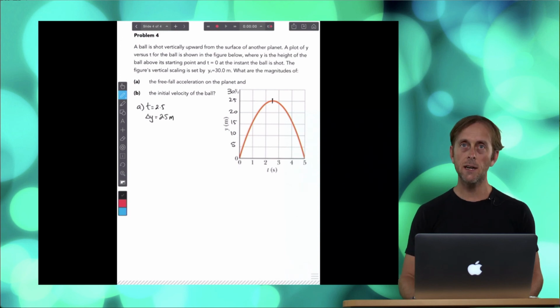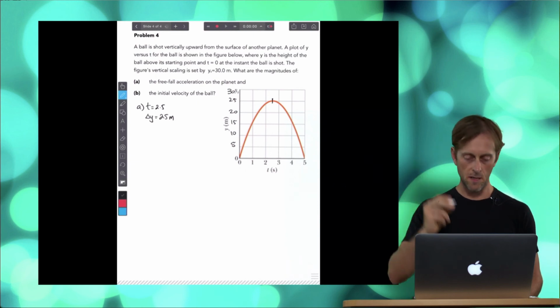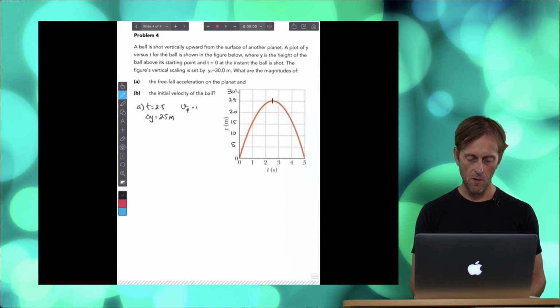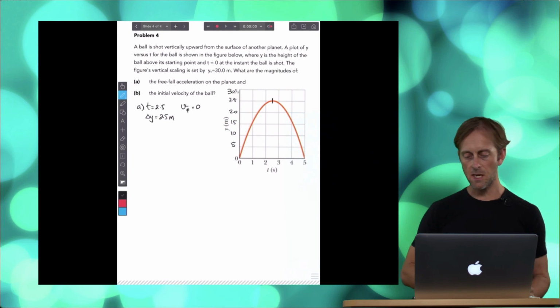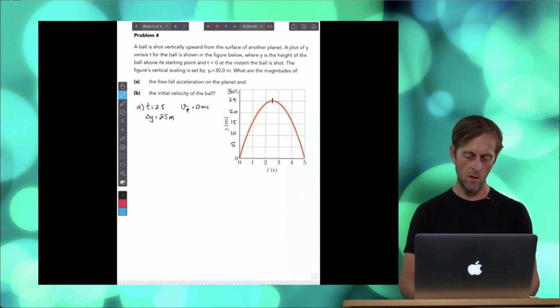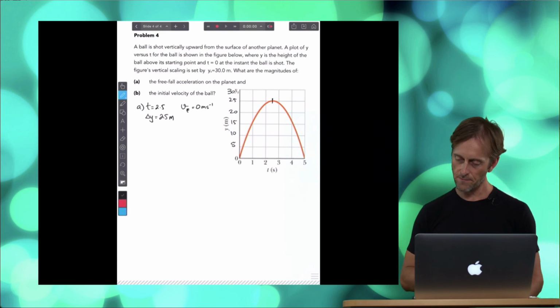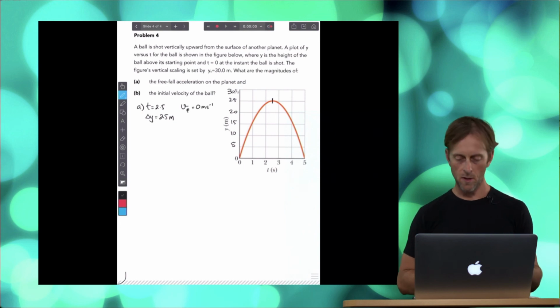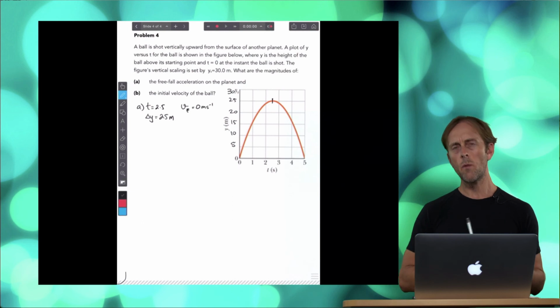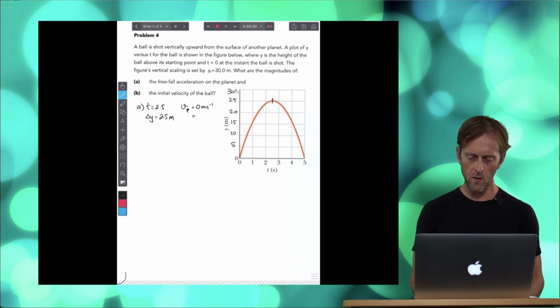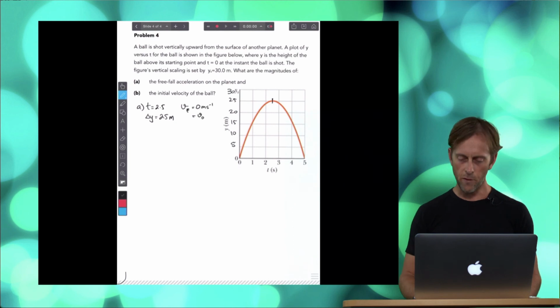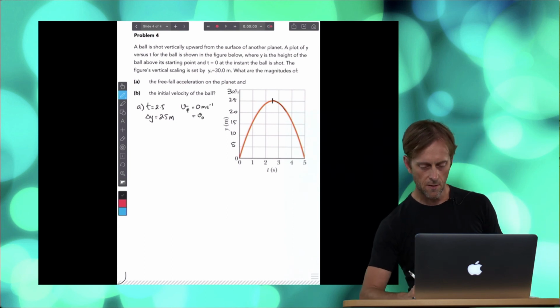And when it reaches the top of its mark there, then its final velocity is going to be 0. So we're asking to find the initial velocity of the ball and what's the free fall acceleration of the planet. So first of all, we have to find what acceleration is. So we've got t, we've got the final velocity at the top there. Well, what we can do is call that the initial velocity if we just look at this part of the fall.